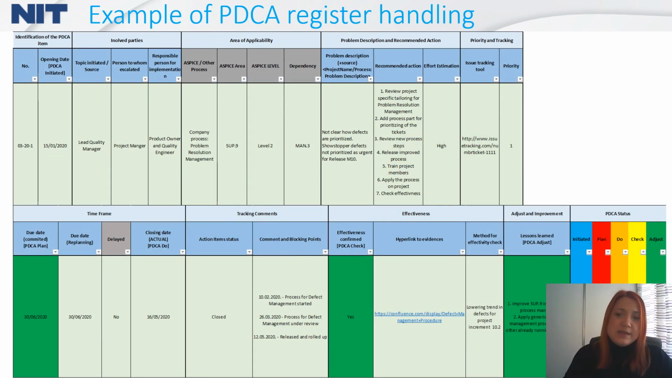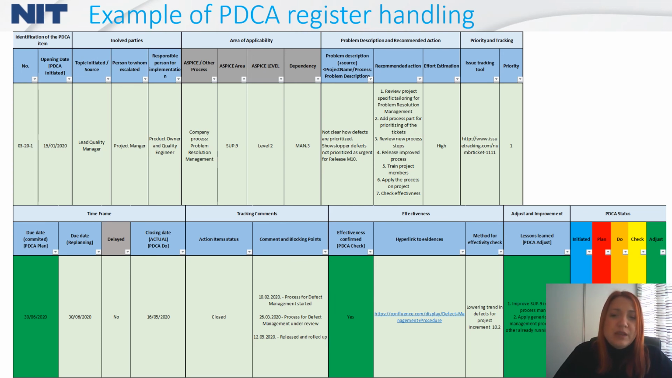This is a very simple example of the PDCA register handling. Here we have one very simple problem, which is telling us that in the company process, problem resolution management or defect management was not clear on how to prioritize the defects. This caused the problem in the first delivery because showstoppers were treated in the same way as minor or major defects. The quality department observed such a gap and pulled the dependencies with the management process and, of course, with the release process.